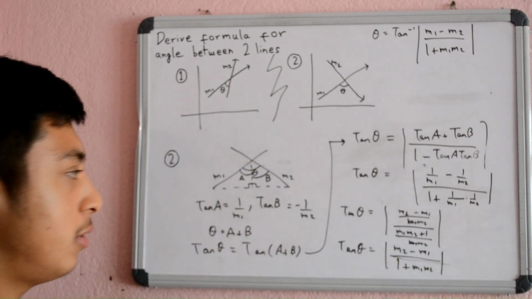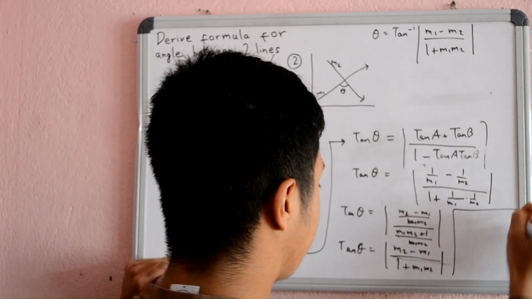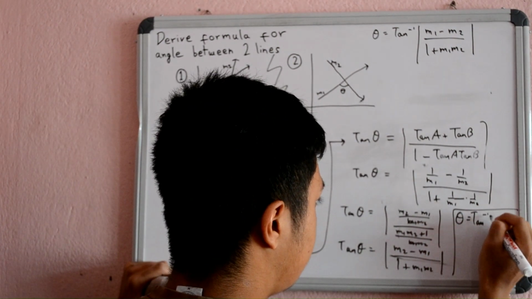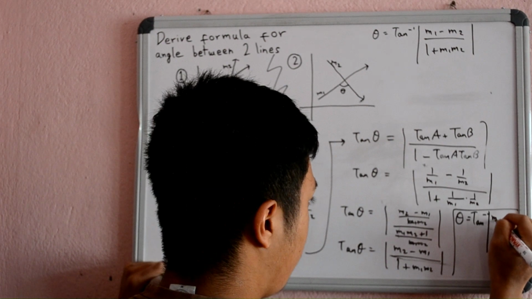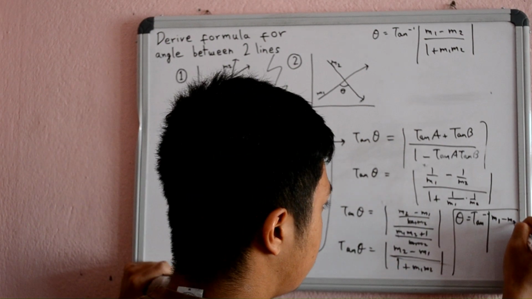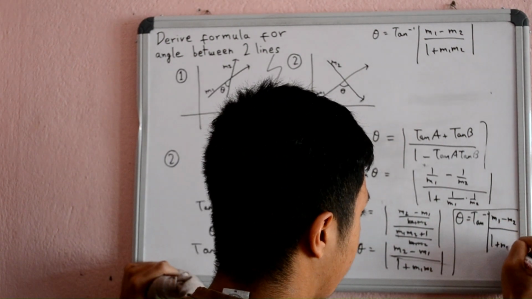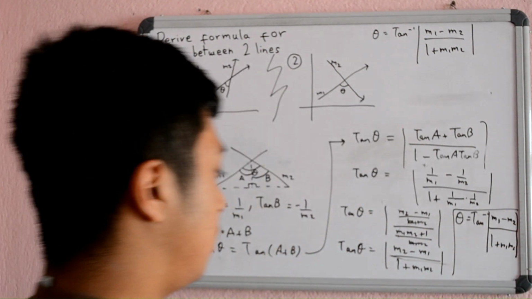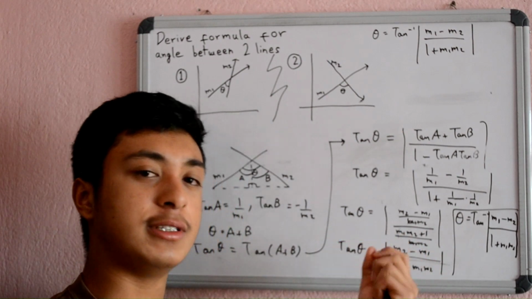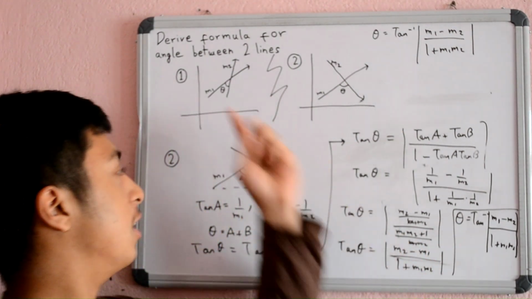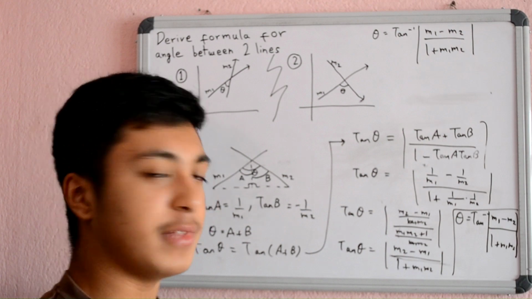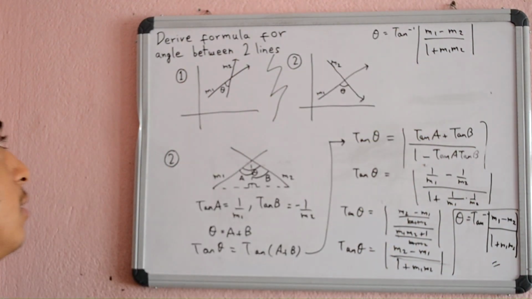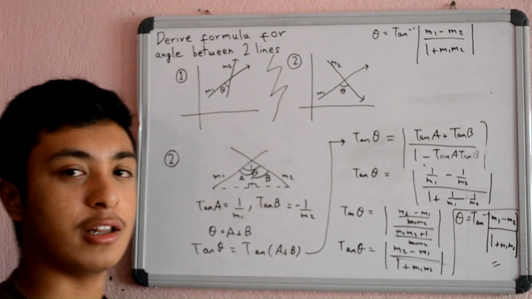And like before, I'll just put in a little box: theta is equal to tangent inverse of modulus of m1 minus m2 by 1 plus m1 m2. Because taking the negative common, the modulus sign removes the negative sign, like in the previous case. And yep, that is it. That's the derivation, and we can see how to derive the formula for the angle between two lines.